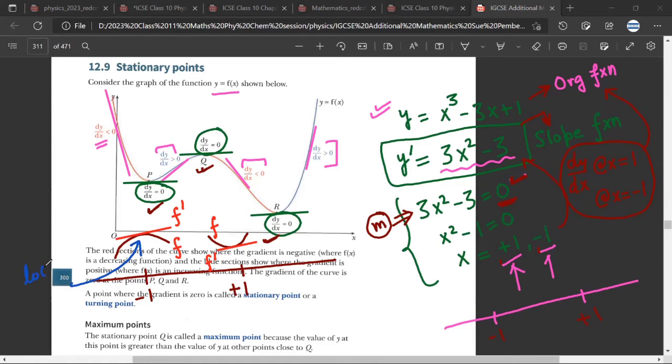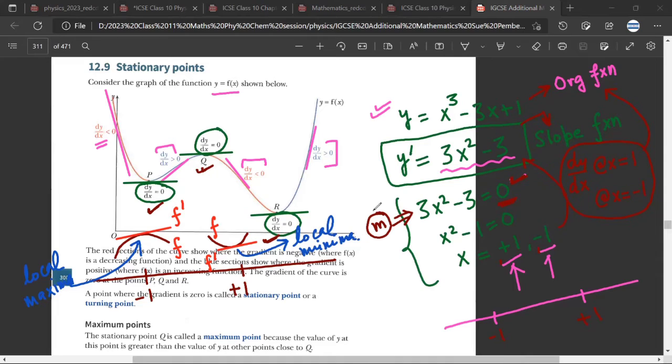Am I clear? So this point is called local maxima. And this point is called local minima. Am I clear?